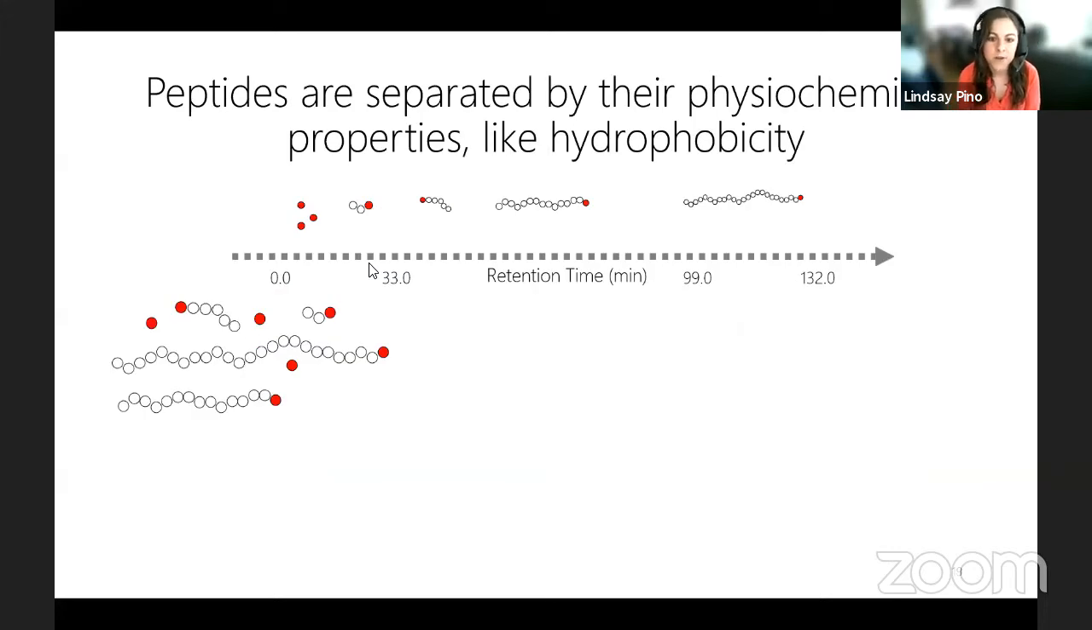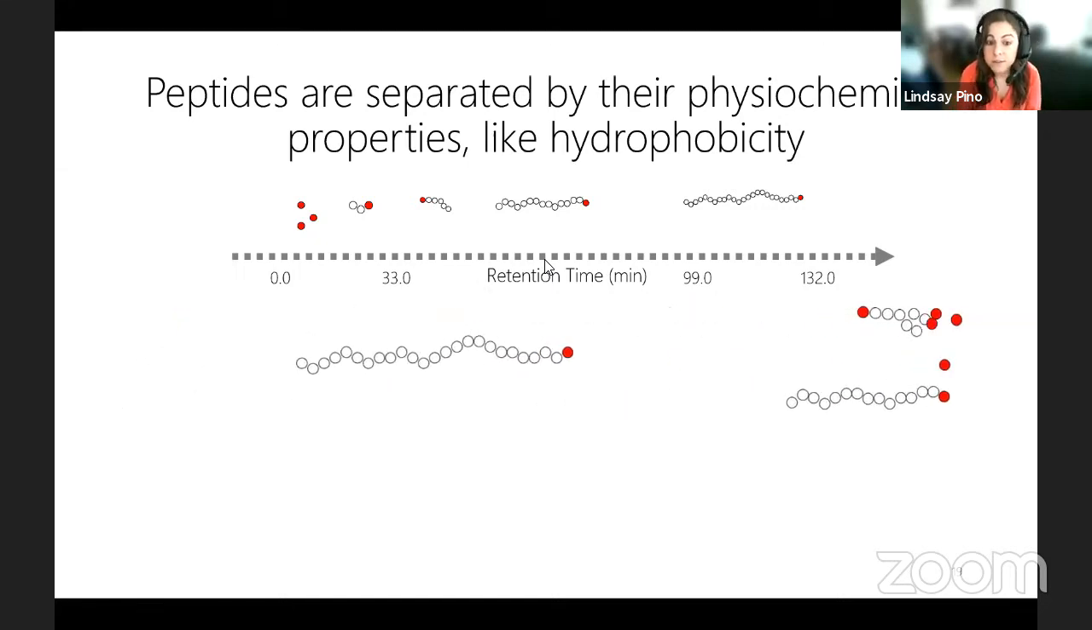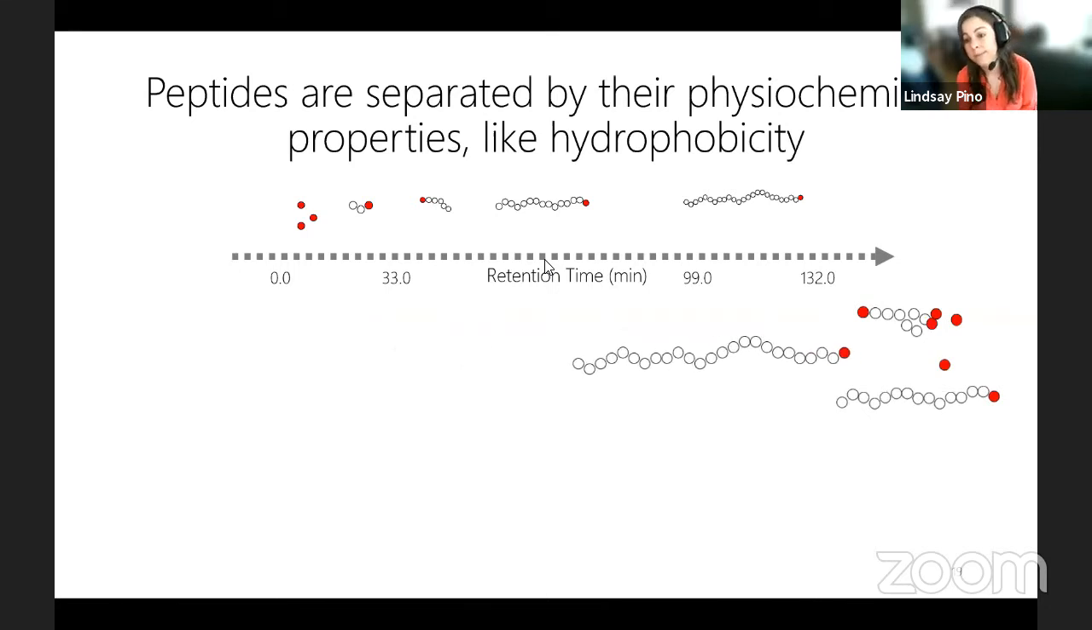The next step in the workflow is to separate all of the peptides from our hypothetical protein by liquid chromatography before it enters the mass spectrometer. These peptides are separated by their physiochemical properties, namely their hydrophobicity. The retention time of the peptide indicates the point at which the peptide elutes off of the liquid chromatography column. Typically, very short peptides elute first, and very long peptides take longer to come off of the column.